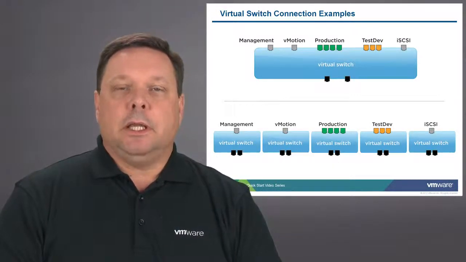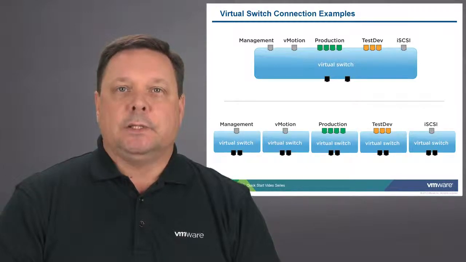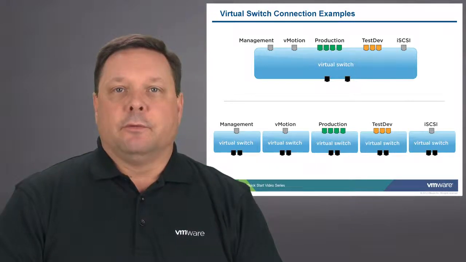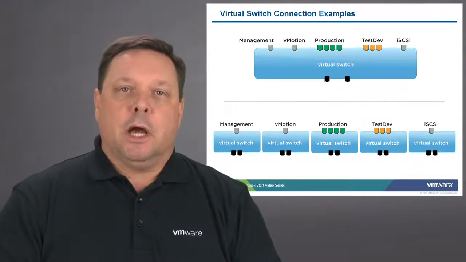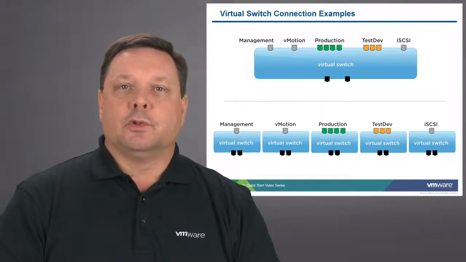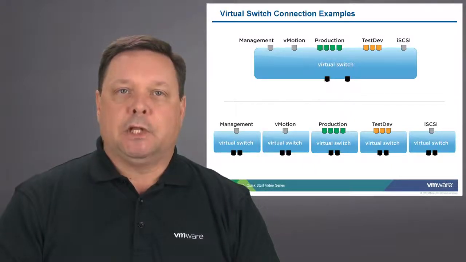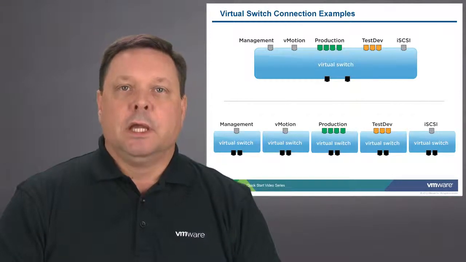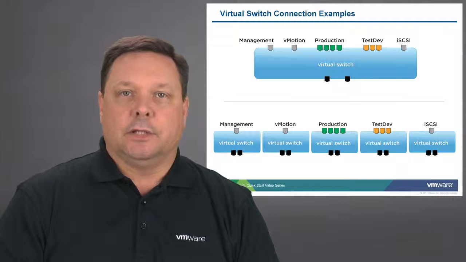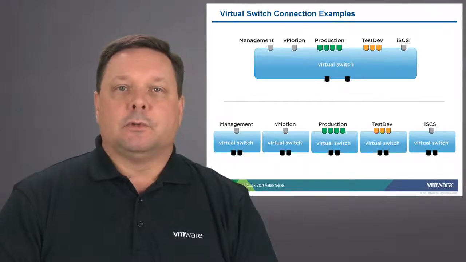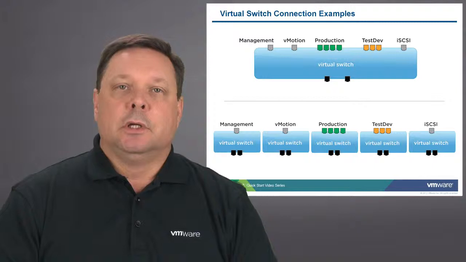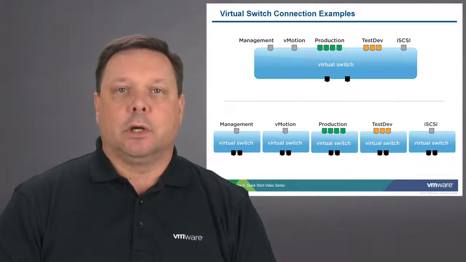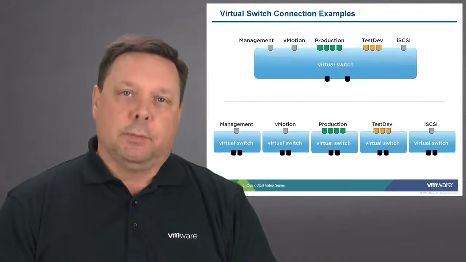vSwitches can actually be configured in a couple of different ways, depending on the type of environment or physical server that you have and the number of switch ports available to you. In the top half of this slide, we see a virtual switch with multiple objects such as management, vMotion, production and test dev virtual machine port groups, as well as connection to iSCSI targets, with all of those components residing on the same virtual switch. This might be a configuration that would be required if you had a limited number of network connectivity ports available to you, such as a blade.